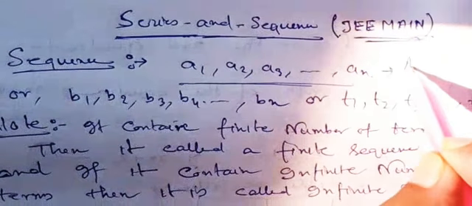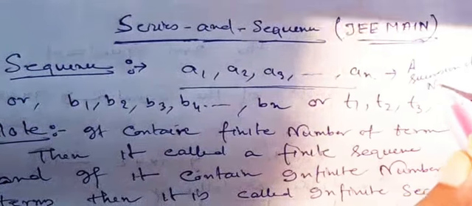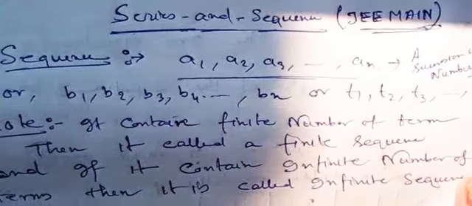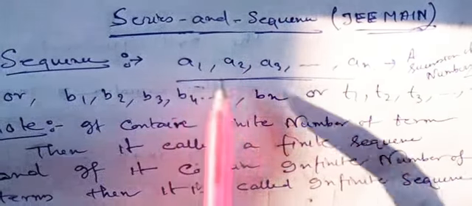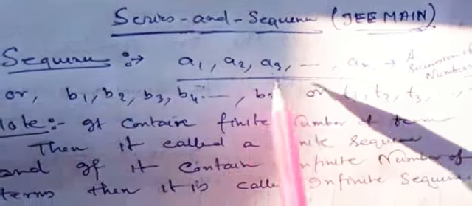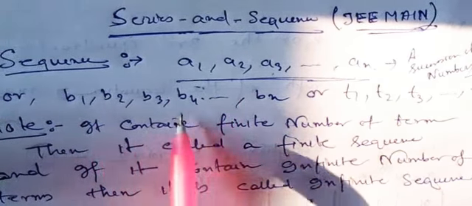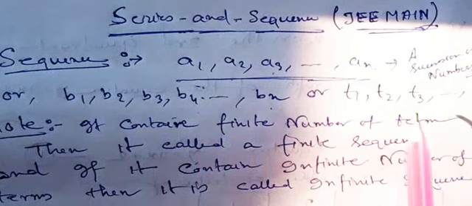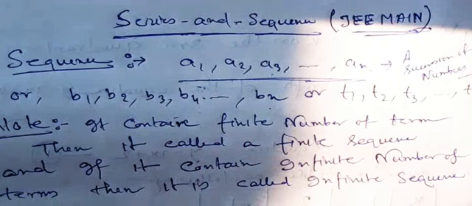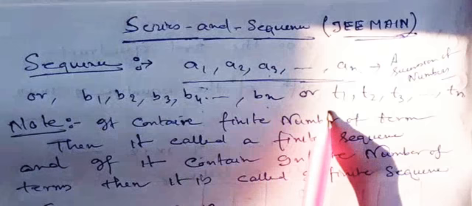A succession of numbers a1, a2, a3, an formed according to some definite rule, or b1, b2, b3, b4, bn, or t1, t2, t3, tn. Okay, this is formed according to some definite rule. So this is called a sequence.